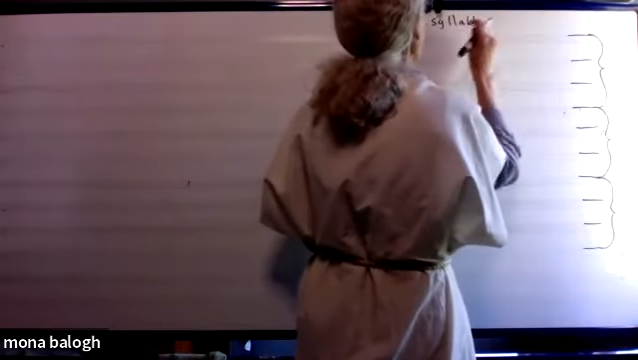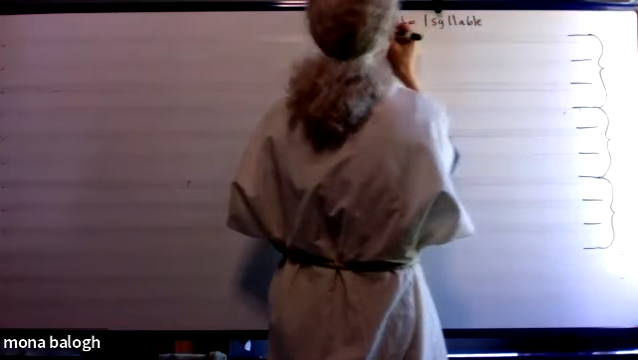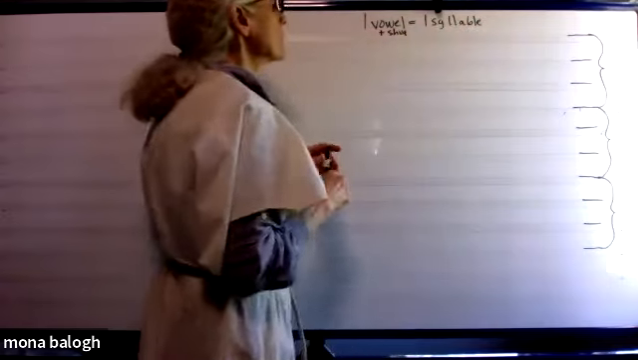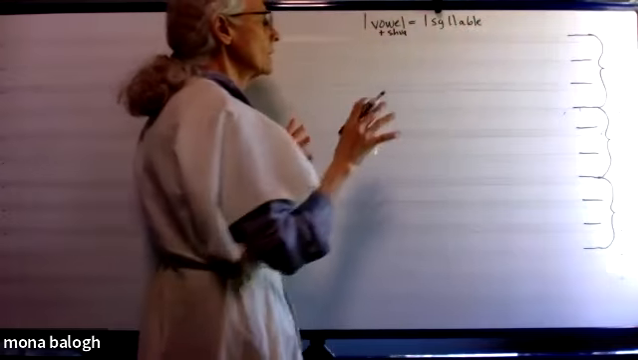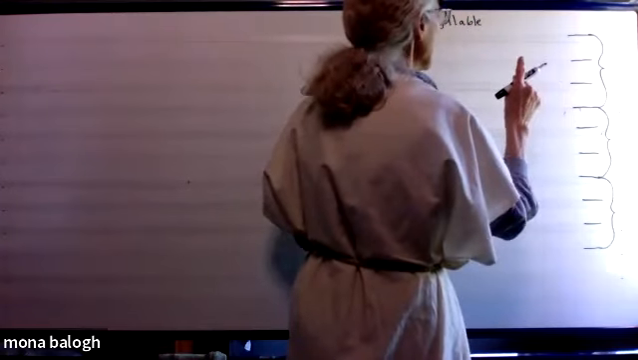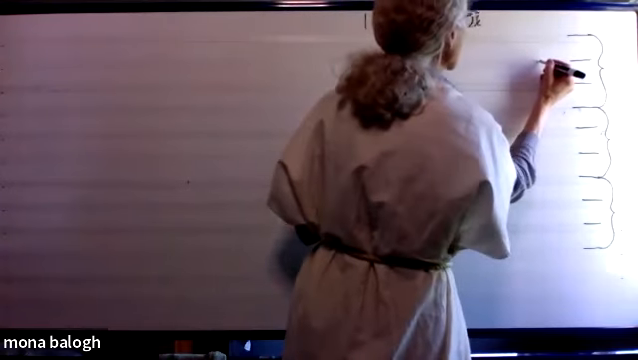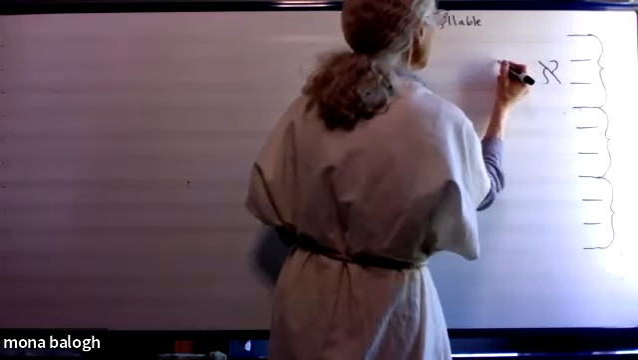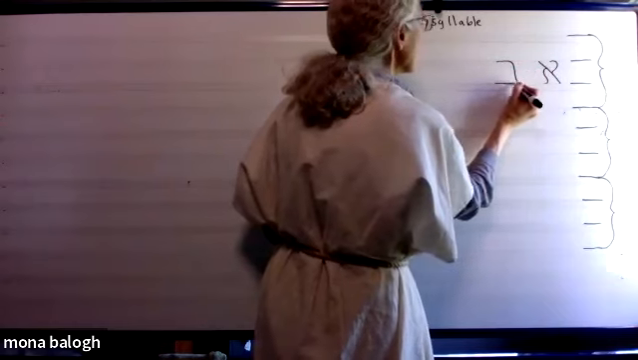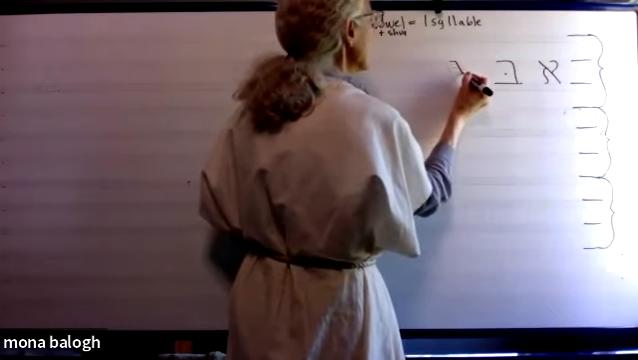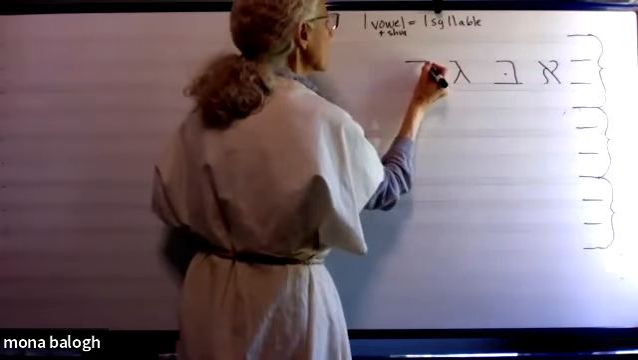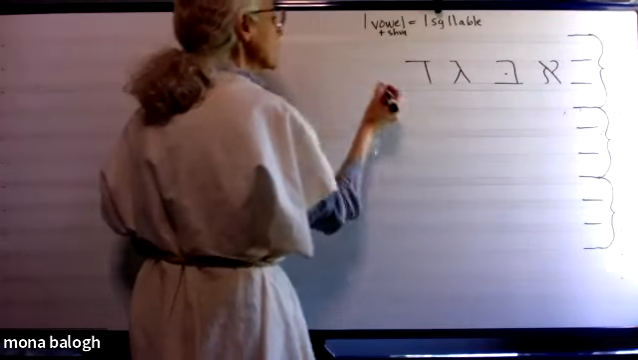The exception is with the shava, where one vowel plus a shava equals one syllable. All right, so let's go ahead and review the letters. Let's draw the aleph, beit, gimel, dalet. Let's do the 22 letters.